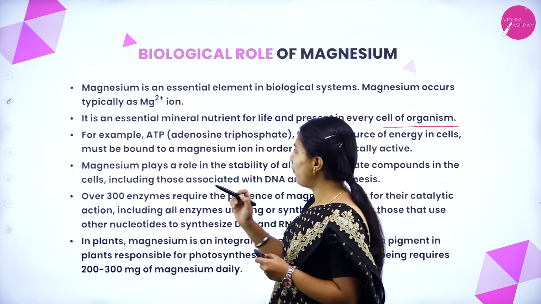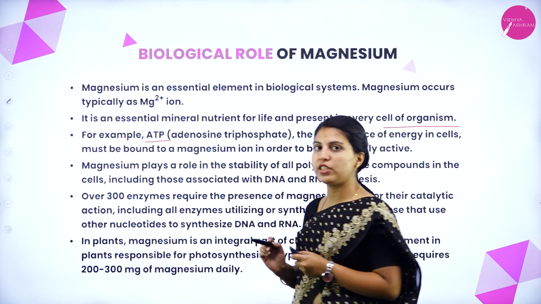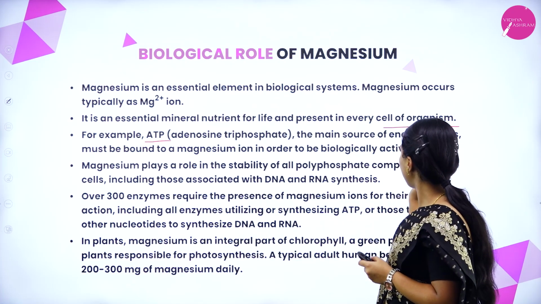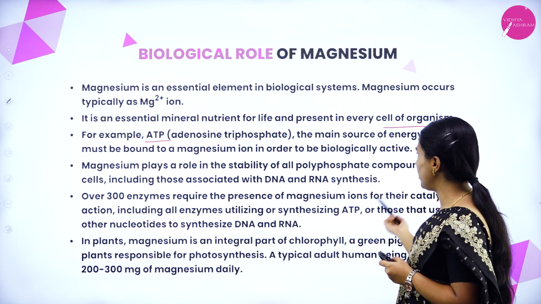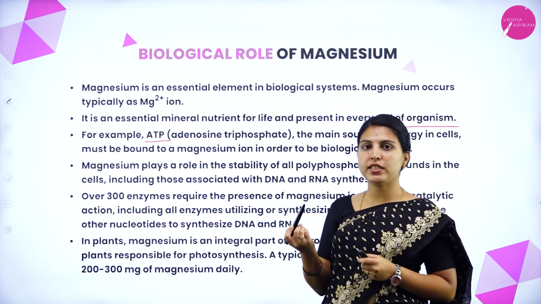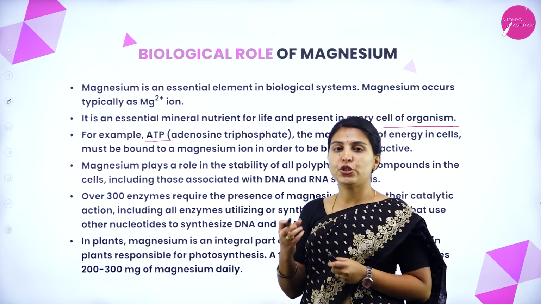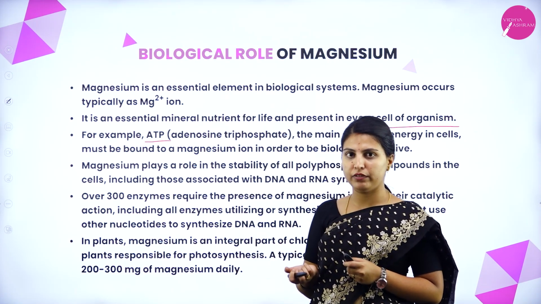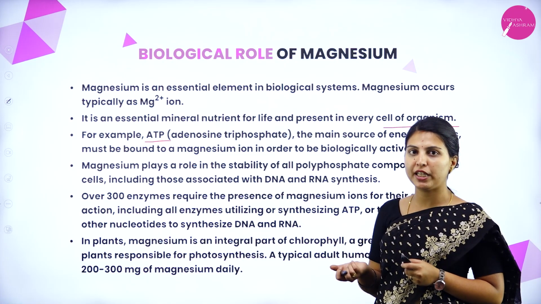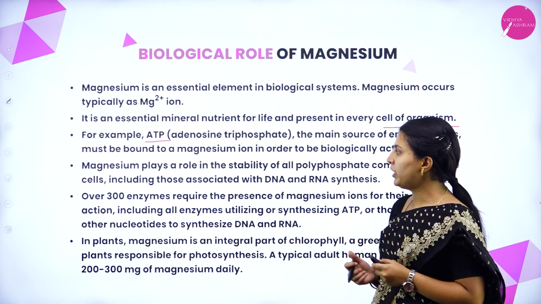For example, ATP, that is adenosine triphosphate, the main source of energy in cells, must be bound to a magnesium ion in order to be biologically active. The ATP, which is a source of energy, should be bound with magnesium in every cell to be active, or else if it is not bound with magnesium, that ATP will not be used.